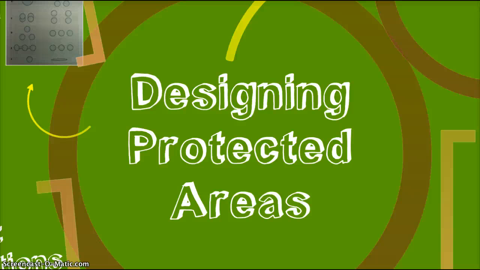Okay, we're going to talk about designing protected areas. This is important when we talk about conservation of ecosystems and looking at the ecosystem-based approach to conservation. We have to look at the size, the distribution of the habitats, and those kinds of things. So we're going to talk about what is important for including in our design of our protected areas.